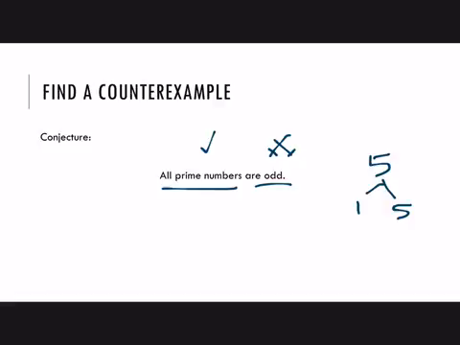Right, in this case, we only have one possibility for a counterexample. The only prime number that's not odd is the number 2. But it still proves that the statement is false.